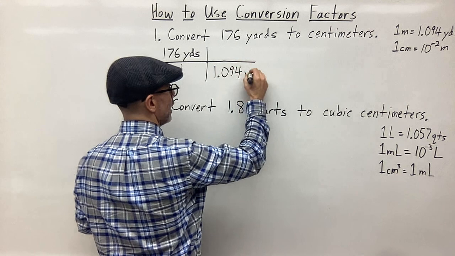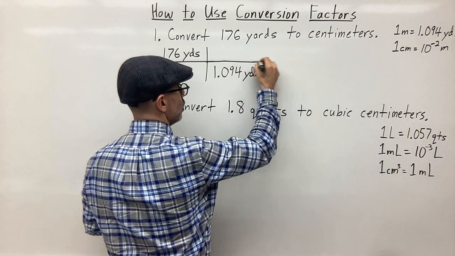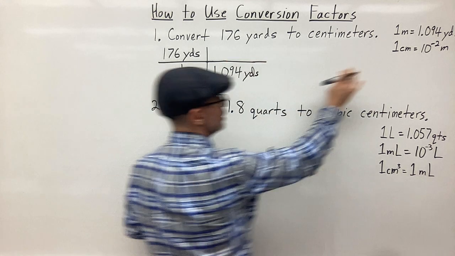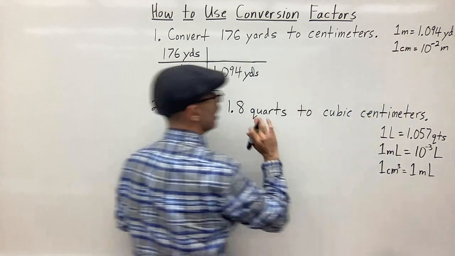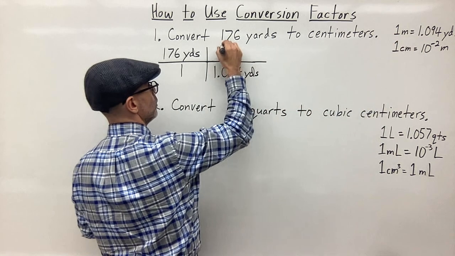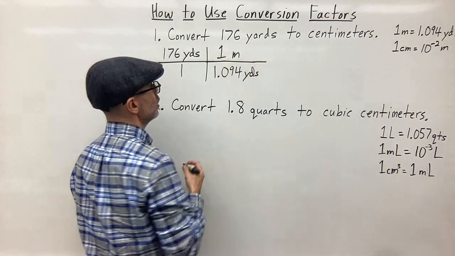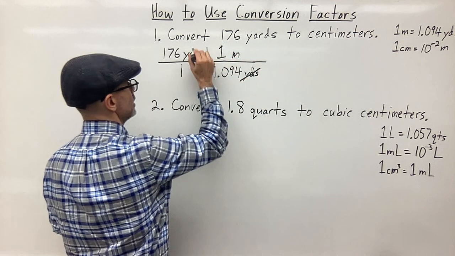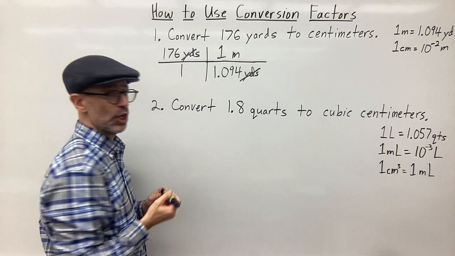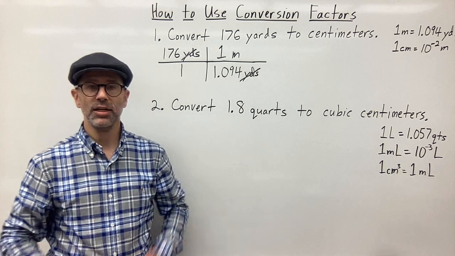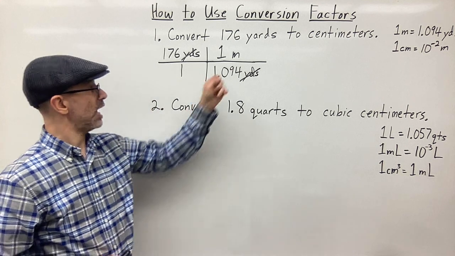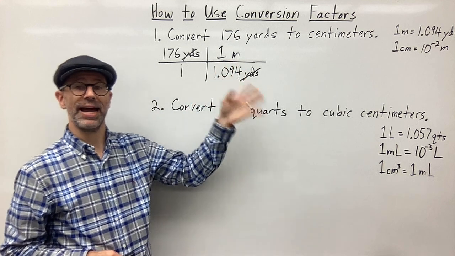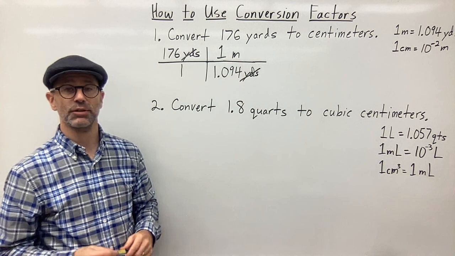1.094, and then yards goes on the bottom. And then the other side of the equality, 1 meter, goes on top. So 1 meter goes on top. Yards cancels out. I have meter. Am I done? No, because remember, I'm only finished when I have the unit I'm being asked to convert to.